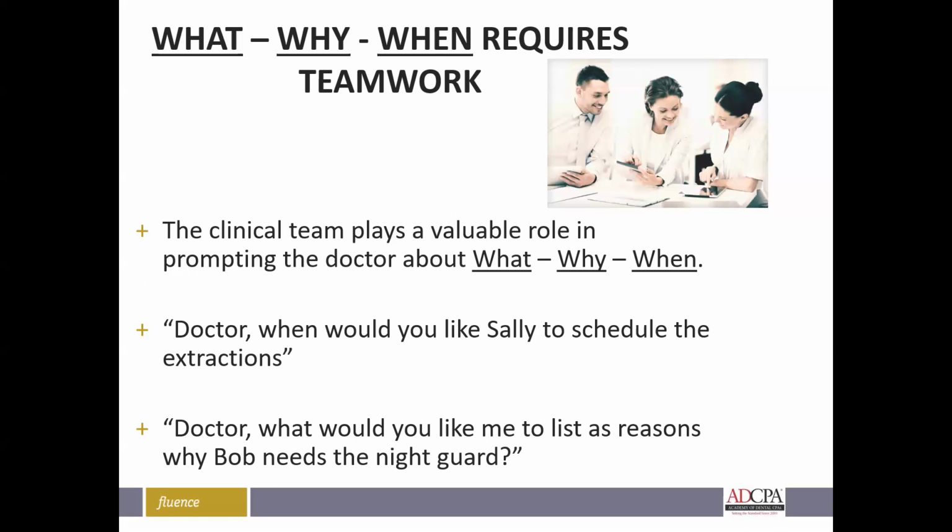So doctors, it's important to empower your clinical teams to ask you about what, why, and when, whenever this is confusing or whenever this is left off, especially the when, the time frame. That's probably the most common one to leave off, but it's so important if you want to guide more patients into your schedule for needed treatment.